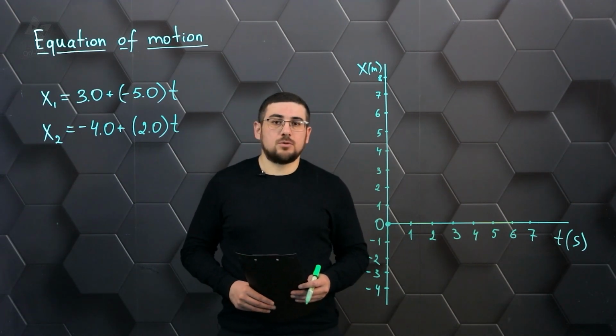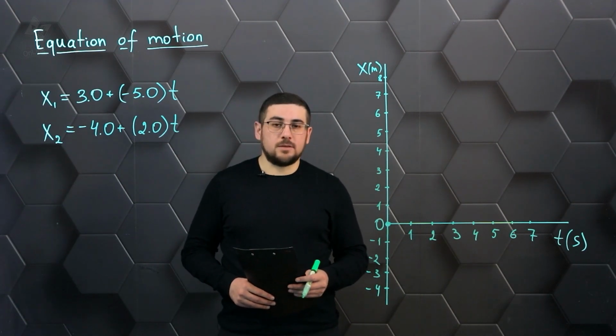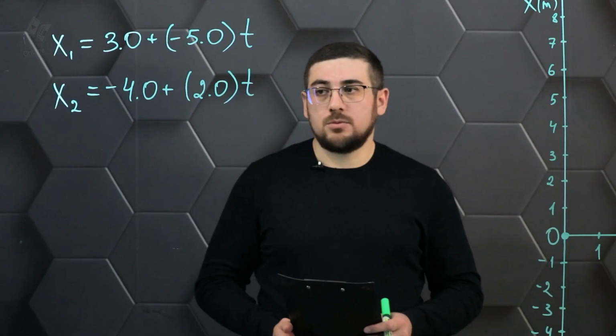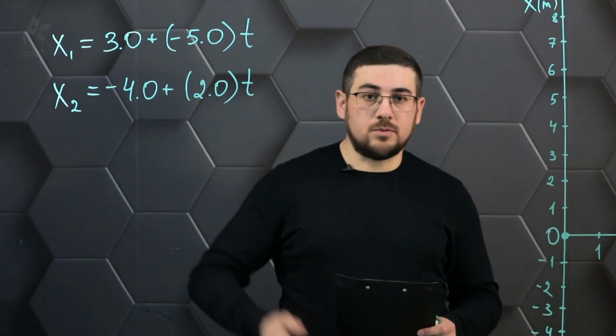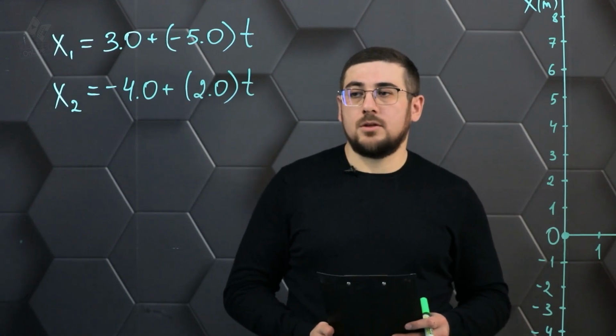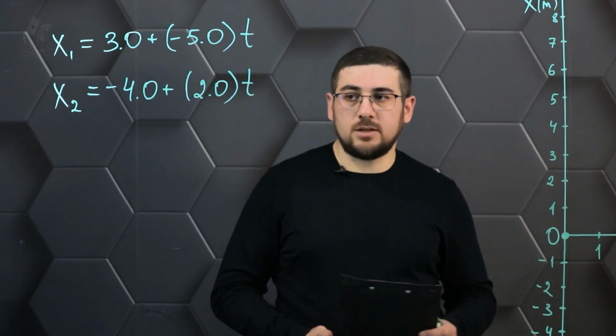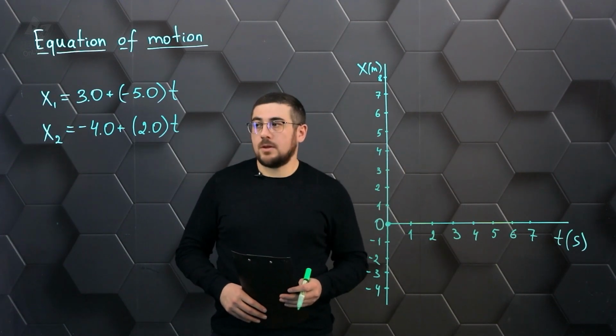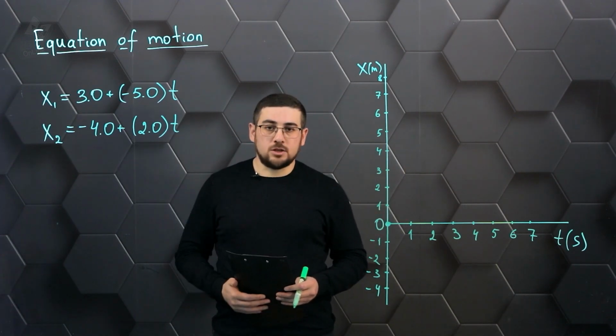How can we solve such a problem? You and I will consider two ways of solution. One way is called the analytical way. That is, we will be able to use the equations themselves to determine these parameters, that is, the place and time of the encounter. And we'll also see how it looks graphically. Let's start with the analytical method.